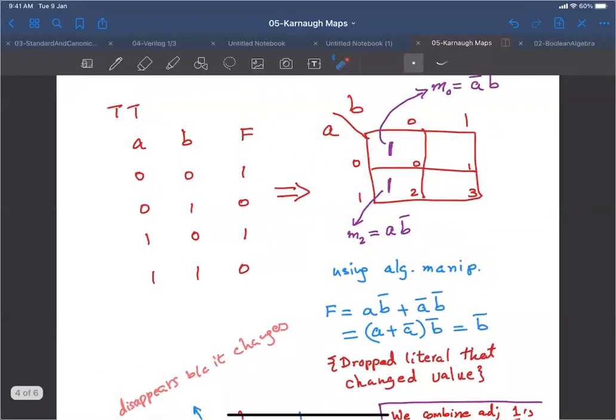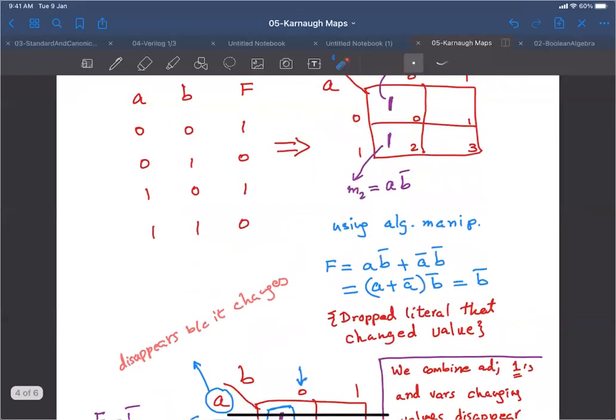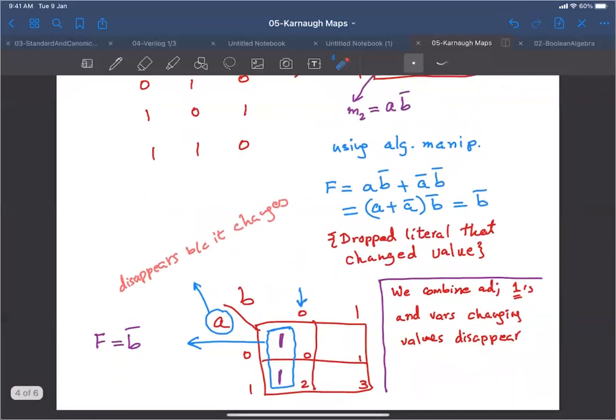If I draw the K-map again and do it completely using K-map, then I have 1, 1 here, and I group these two ones together. I notice that since B is 0 in both the minterms in the group, it will show up in the expression, but it has to be complemented because it's a 0 here. Since A is changing from 0 to 1, it will be dropped from the expression. It will disappear. So my F is going to be B complement here.